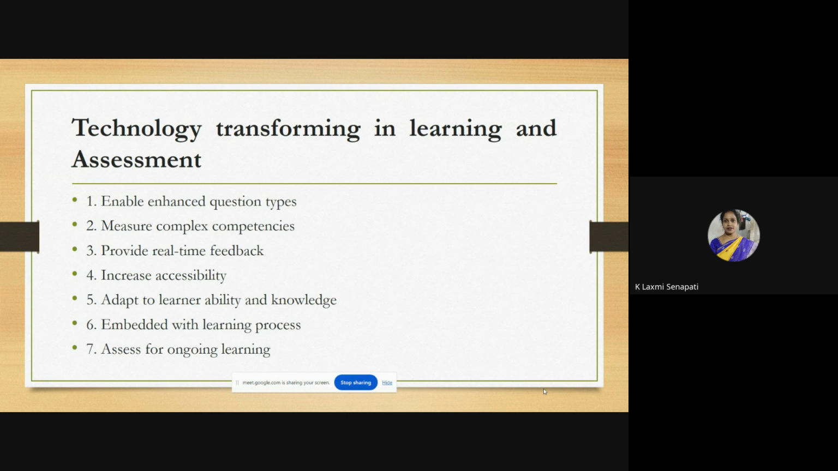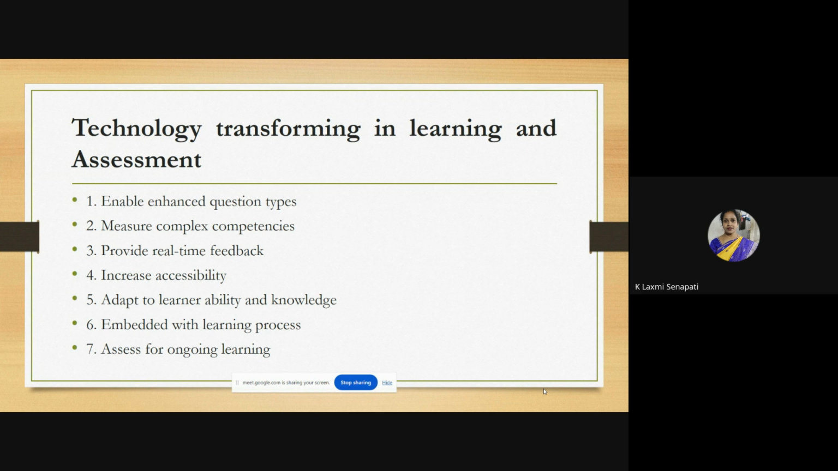Then, adapt to learner ability and knowledge. Here we have to adapt to the learner's ability and knowledge. As a teacher we should know the abilities and strengths of our students, so we will plan accordingly for them, and by using the technology they can include themselves and be embedded in the teaching learning process. The students will be motivated and will come under the learning process.